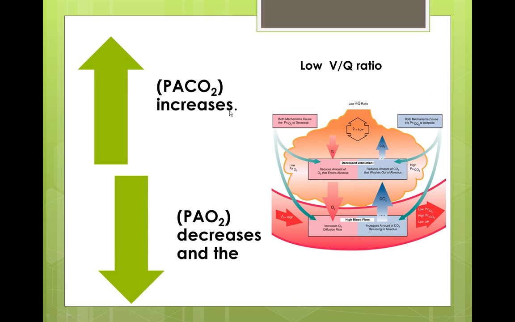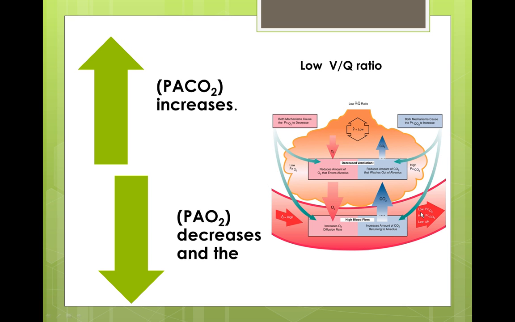Low VQ, under normal circumstances, when ventilation drops, CO2 increases. So let's look at that. Low VQ either means that ventilation has dropped or perfusion has increased. One of the two or both. That means ventilation is low. When ventilation is low, two things happen. We don't exchange as much oxygen and we don't clear as much CO2.